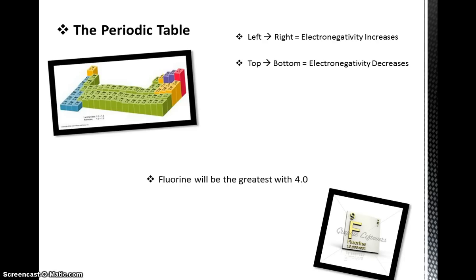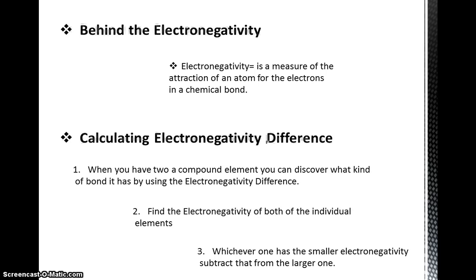And also, as you notice, it doesn't have any of the noble gases. This is because the noble gases don't have any valence electrons. So, as we learned before, electronegativity is the measure of the attraction of an atom for the electrons in a chemical bond. As the noble gases already have a full outer level, they don't need to bond with any other elements.